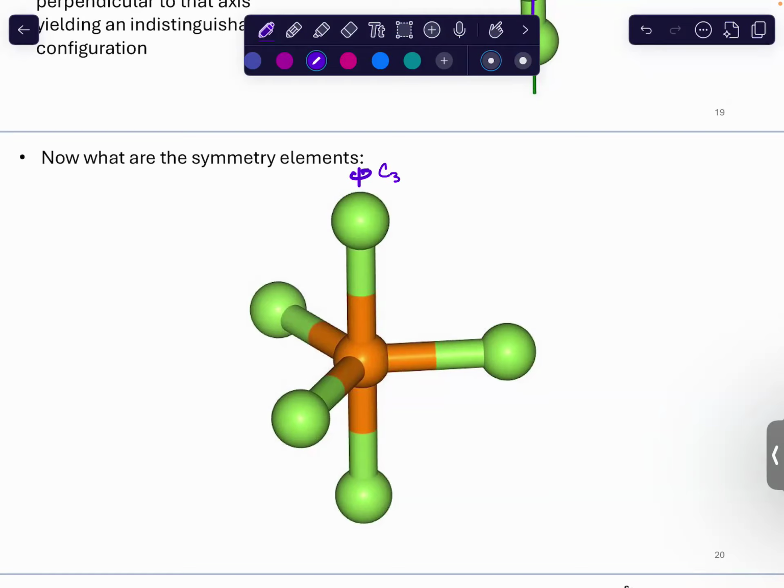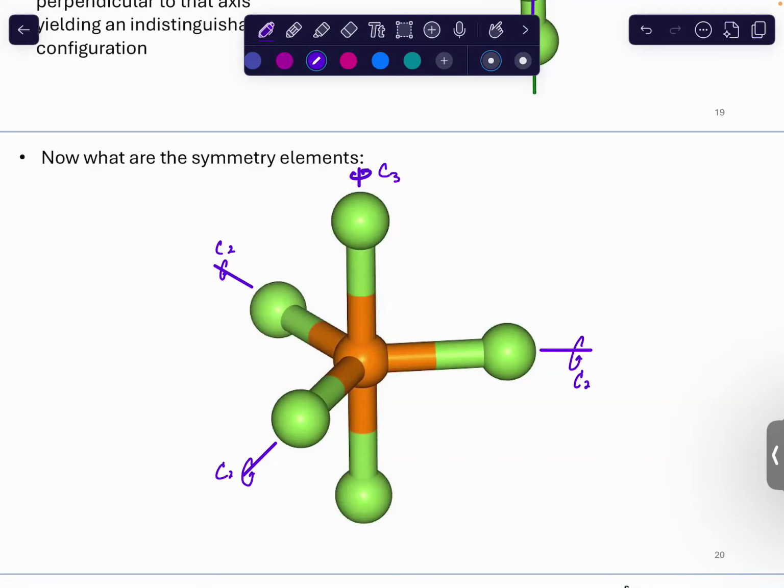Do you see any more rotation axes? C2 down each of those? Yes, you have a C2 down each bond. So again, remember our terms, these are our radial ligands. Radial ligands. And the up and down are your axials. So we have our C2s there.